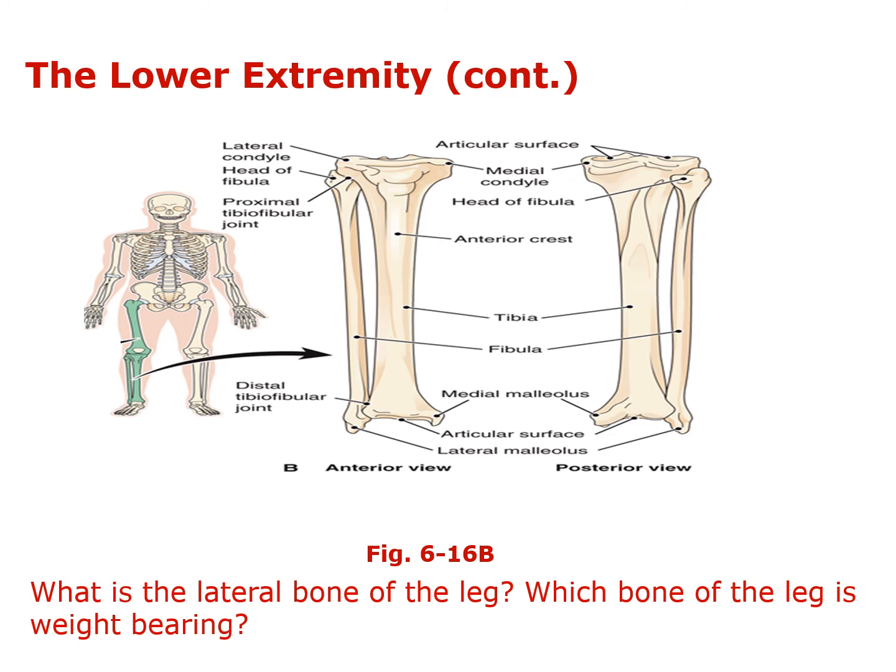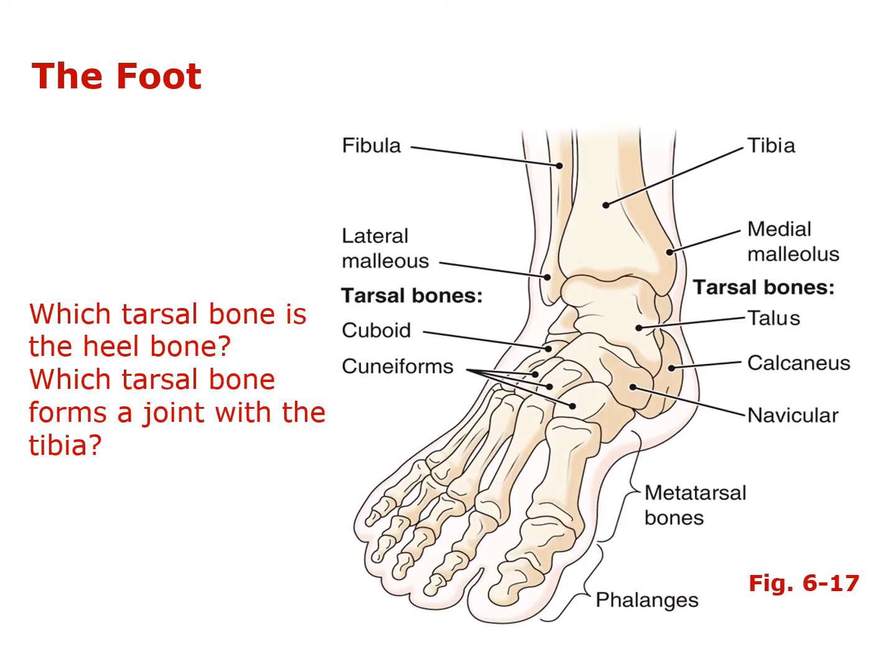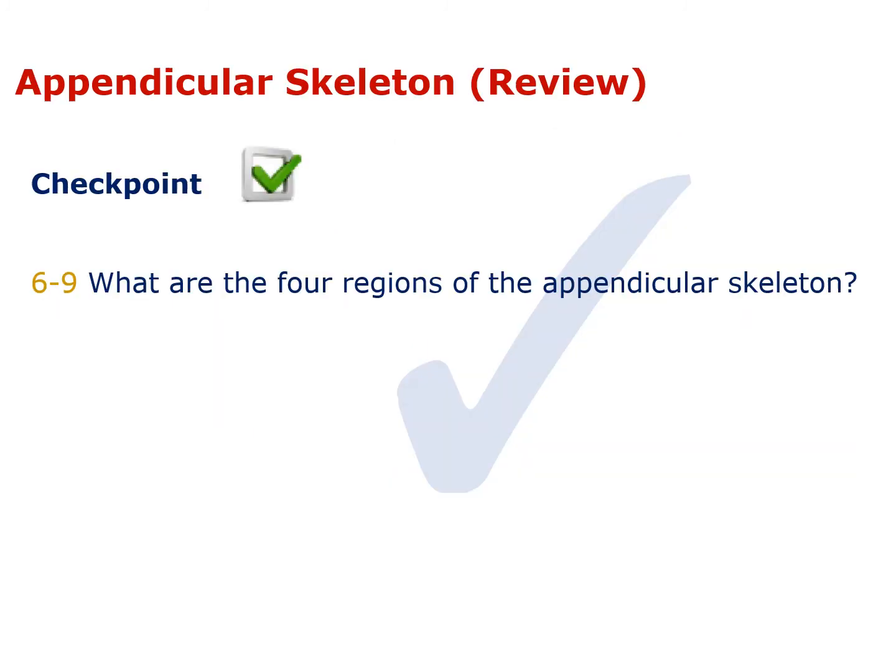Okay. And then here's the lower extremity, tibia, fibula, and here's your ankle bones. There's your calcaneus back there, the rest of your tarsals, your metatarsals right along here, and your phalanges. What are the 4 regions of the appendicular skeleton?